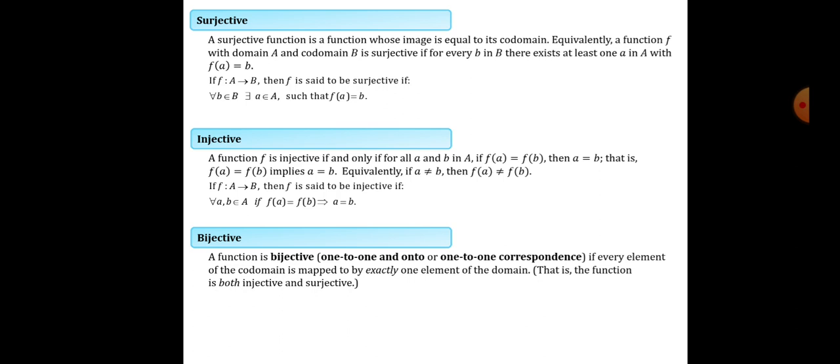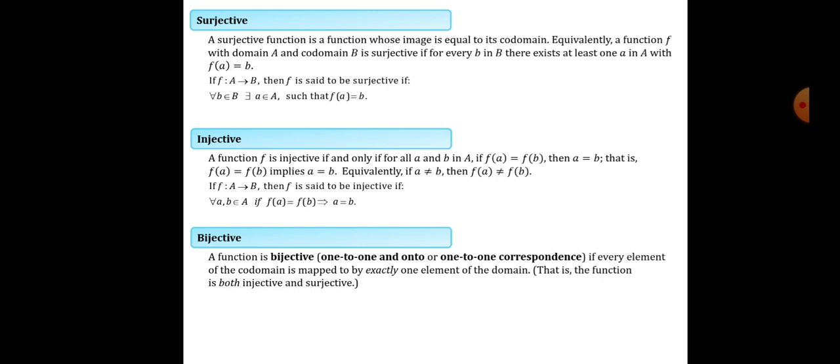So if I have to summarize it, I will say a function is surjective if and only if each and every element of the codomain has a pre-image in the domain set. So this is the surjective type of function, right? Next type is the injective type of function.